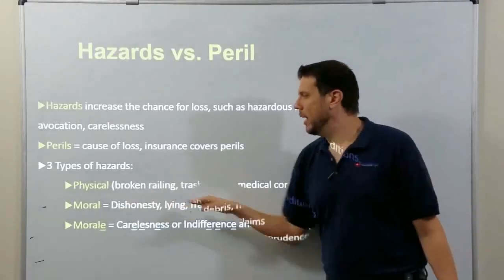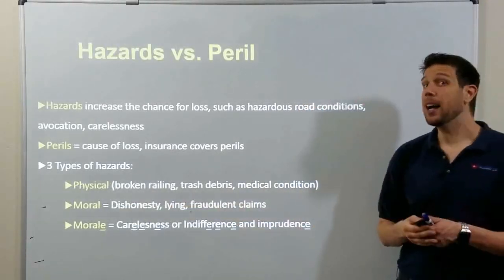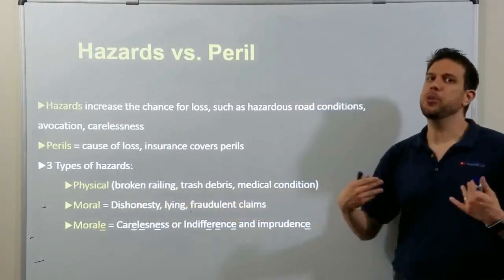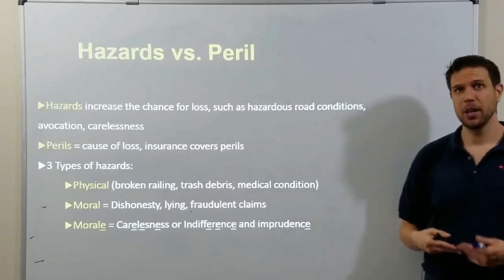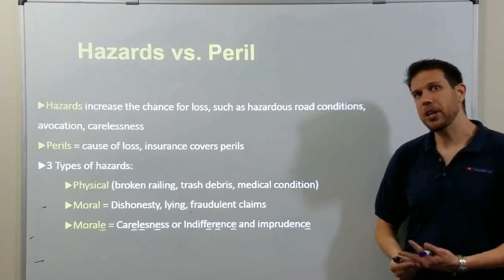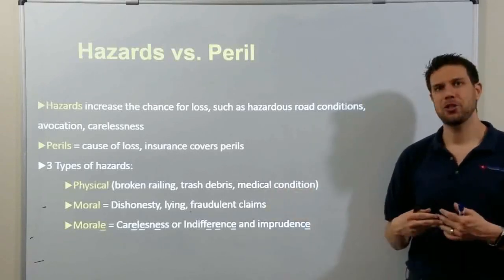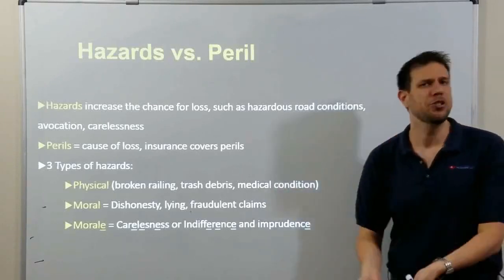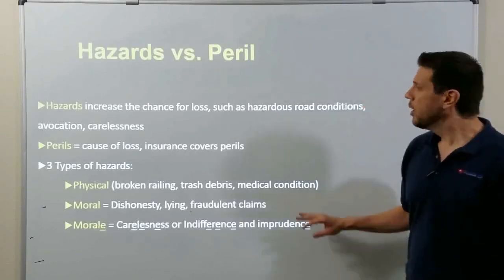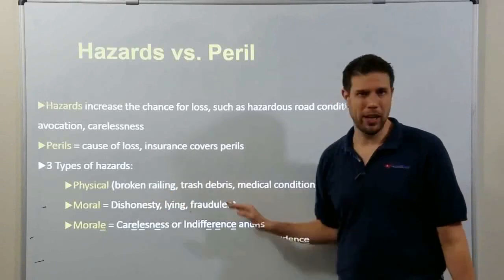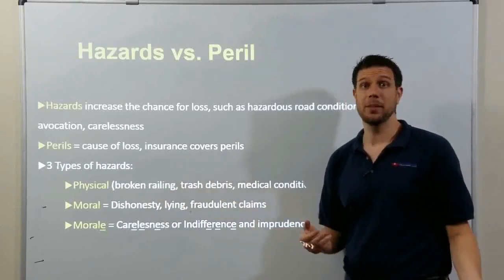A moral hazard is when you're dishonest or you do something you know you shouldn't be doing, but you do it anyway. You are in control of your actions and you decide to perform those actions for whatever reason. So like speeding is a moral hazard. You know you shouldn't be speeding, but you do it anyway.